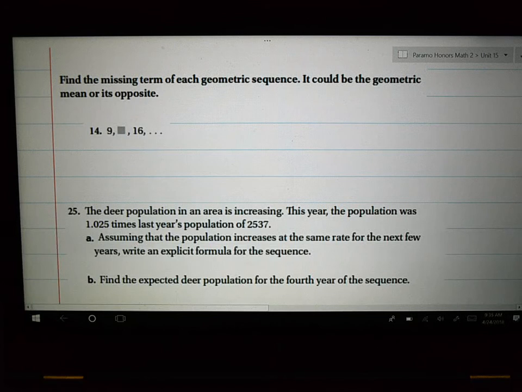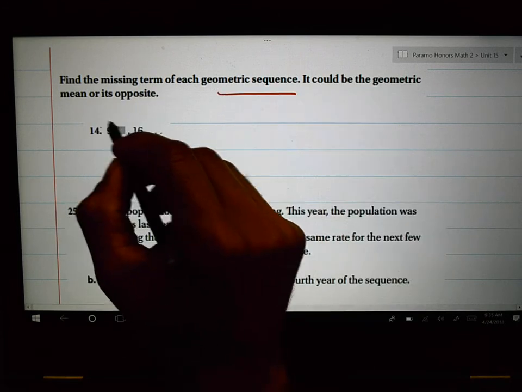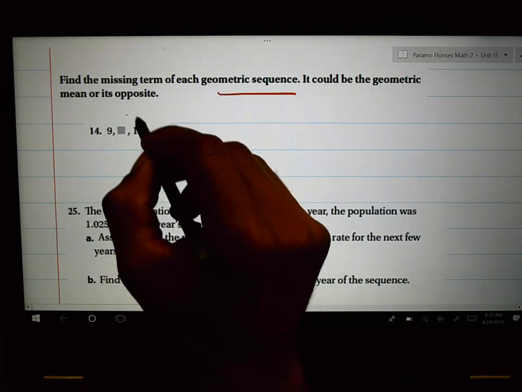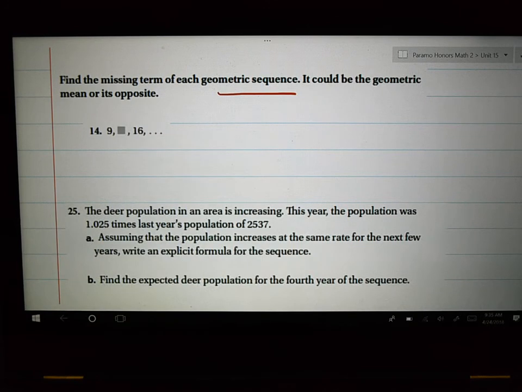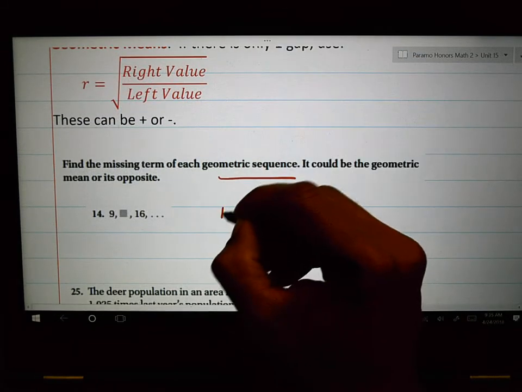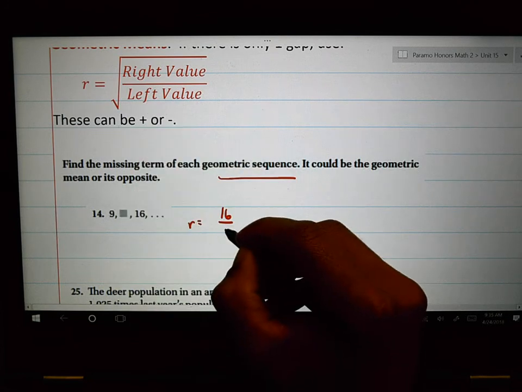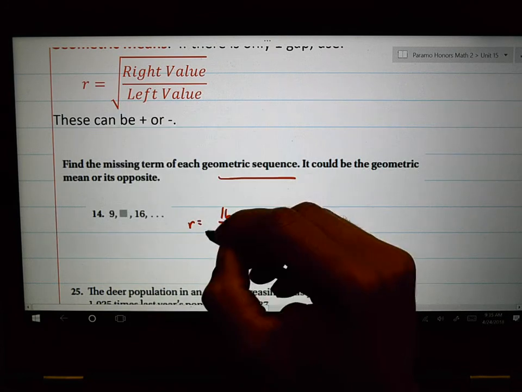Find the missing term of each geometric sequence. So I chose number 14. It could be the geometric mean or its opposite. I'll show you what I mean. Since these are geometric, we're going to multiply by something and then multiply by that something to get to 16. And so if you look at this, it's not a whole number, obviously. So here's how we're going to do it. We're going to take the right value divided by the left value, and we're going to square root it.